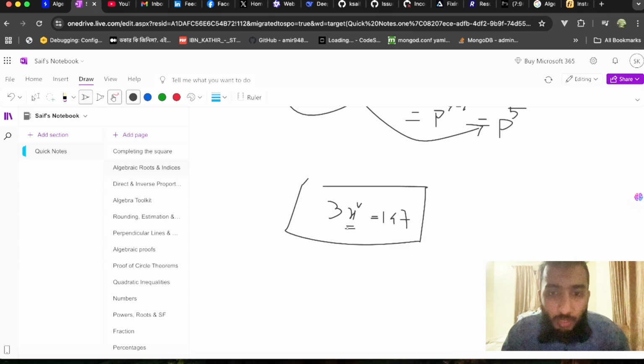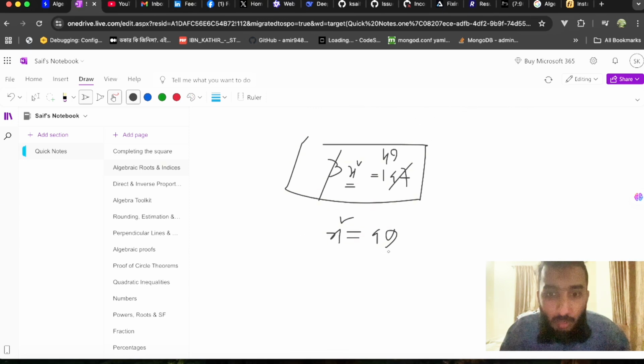In order to solve this equation, we can divide both sides by 3. If I divide both sides by 3, I get 1 on the left, and on the right, 3 4s are 12, and 3 9s are 27. So x square is 49 when I divide both the left hand side and right hand side by 3.